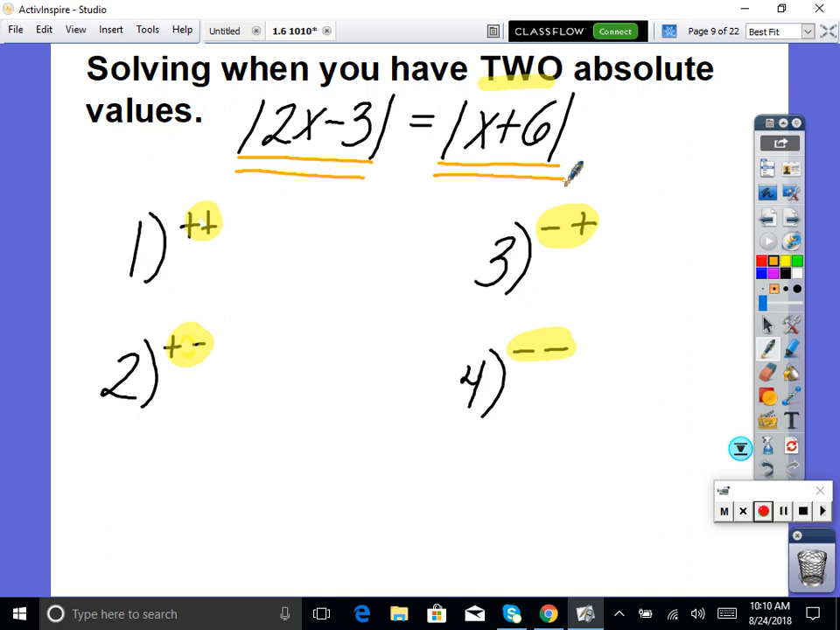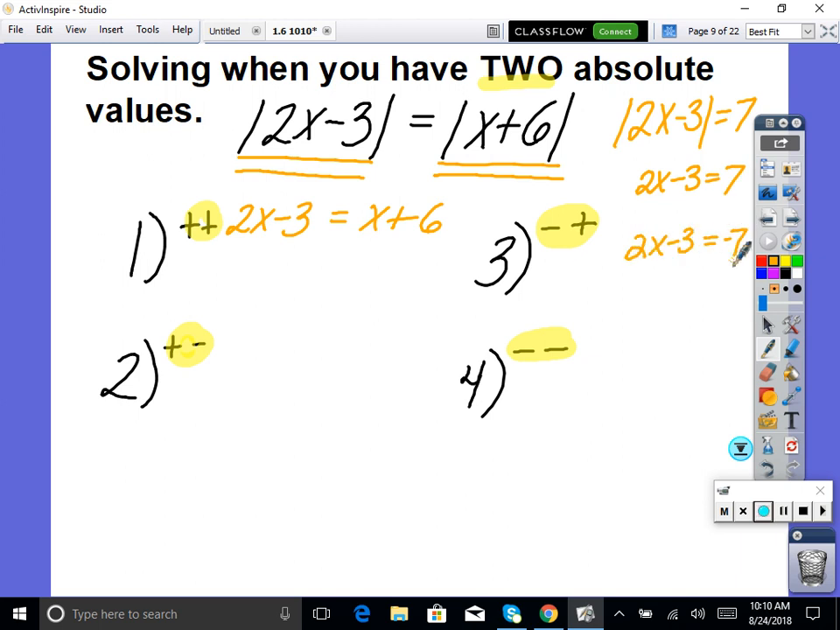Positive distance, positive distance. So here we go. We're going to do every combination. We would do positive 2x minus 3 equals positive x plus 6. Positive, positive direction. Because what would I do? Okay, so let's say that it would have been this: positive absolute value of x minus 3 equals 7. Wouldn't we just say 2x minus 3 equals 7 and also 2x minus 3 equals negative 7, everybody?